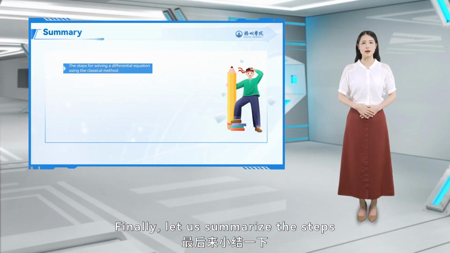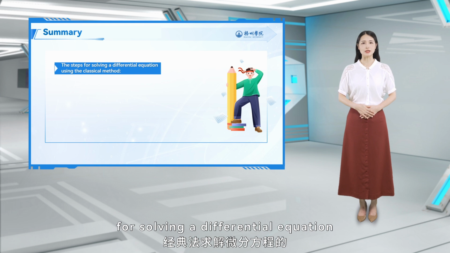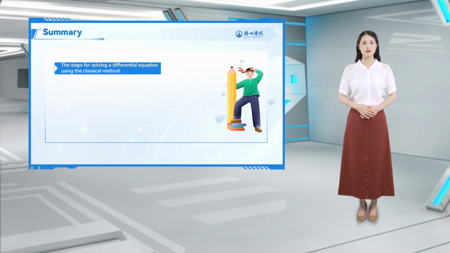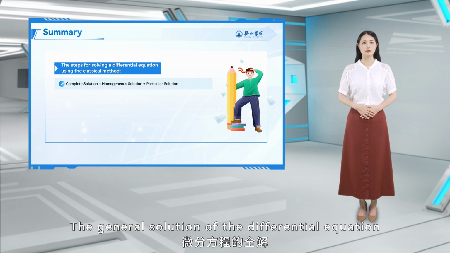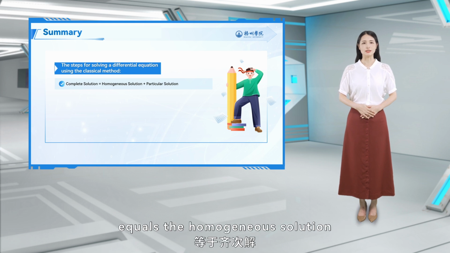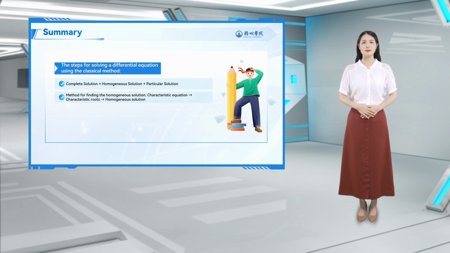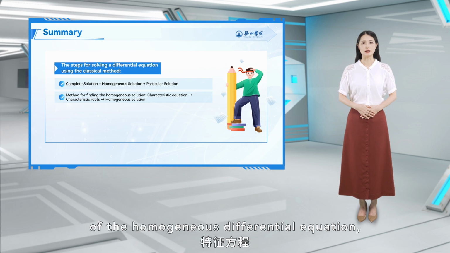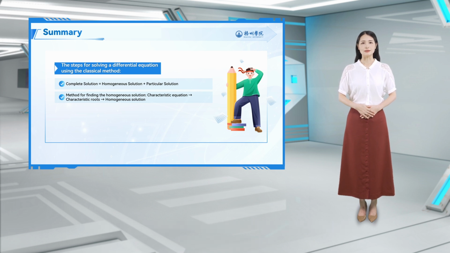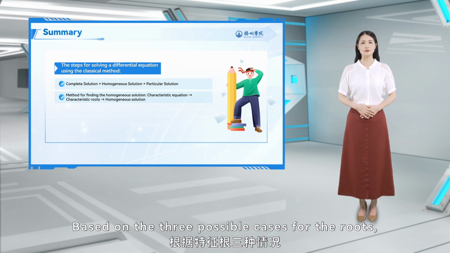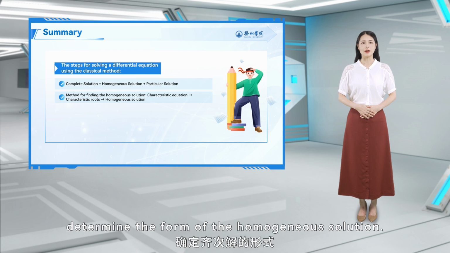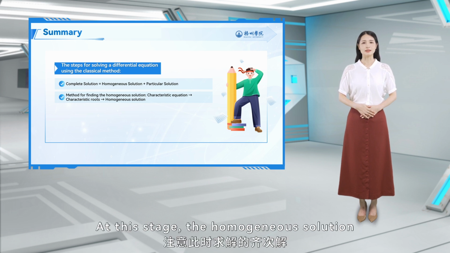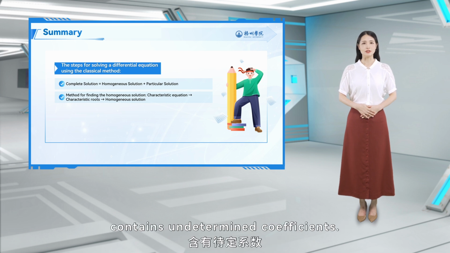Finally, let us summarize the steps for solving a differential equation using the classical method. The general solution of the differential equation equals the homogeneous solution plus the particular solution. Find the homogeneous solution. From the characteristic equation of the homogeneous differential equation, solve for the characteristic roots. Based on the three possible cases for the roots, determine the form of the homogeneous solution. At this stage, the homogeneous solution contains undetermined coefficients.